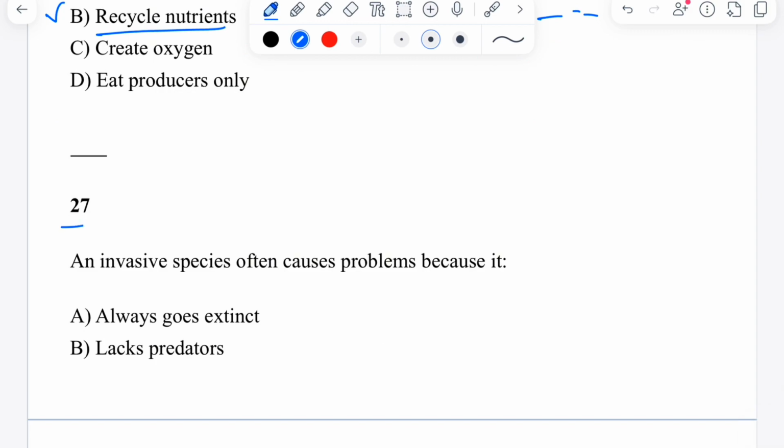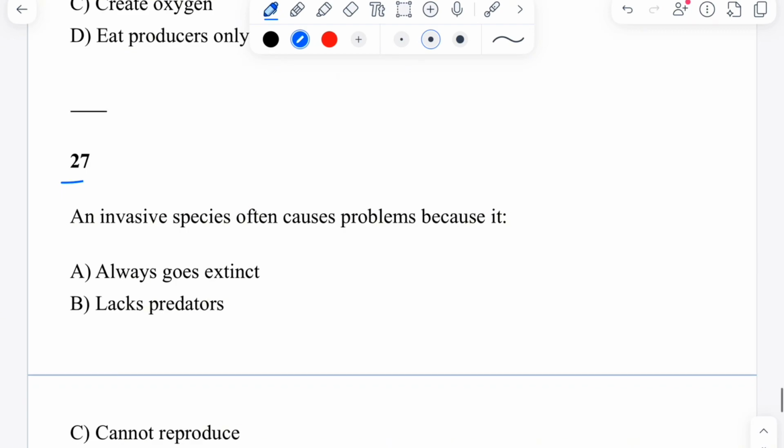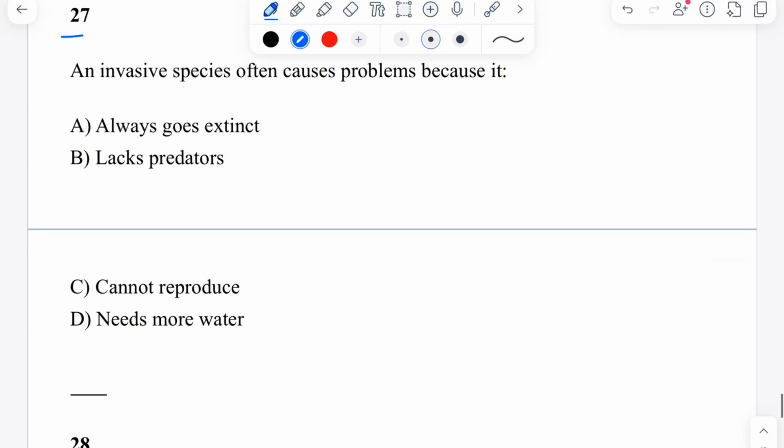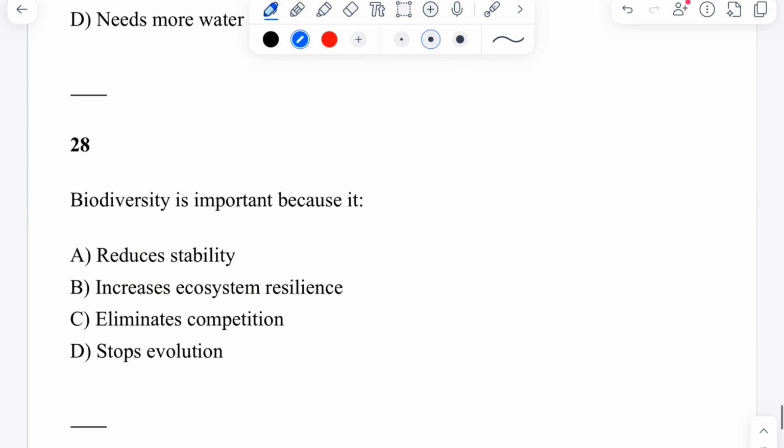27. An invasive species often causes problems because it A. Always goes extinct, B. Lacks predators, C. Cannot reproduce, and D. Needs more water. Number B, lacks predators. 28. Biodiversity is important because it A. Reduces stability, B. Increases ecosystem resilience, C. Eliminates competition, and D. Stops evolution. Number B, increases ecosystem resilience.